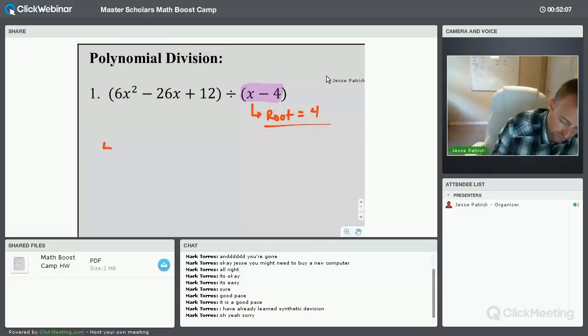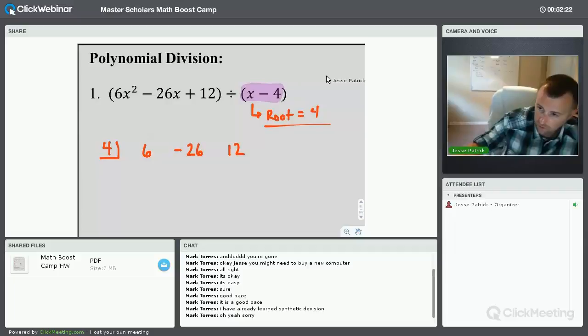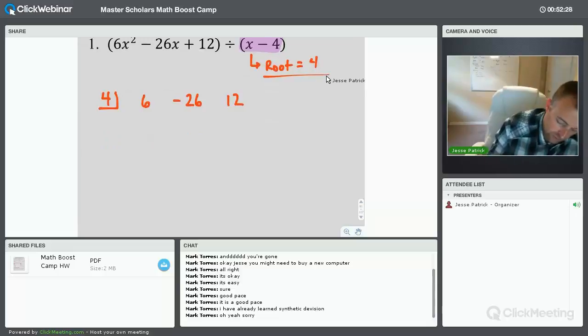What you do is you write down the root, which is 4, and then you write down the coefficients. In this case it is a quadratic, so that's going to be 6, negative 26, and 12. Just be careful: in case you went from x cubed to x, it would be 6, 0, negative 26. You have to include every term whether it's there or not. And here's how you do synthetic division. That's your setup. You write your coefficients and drop down the first term.